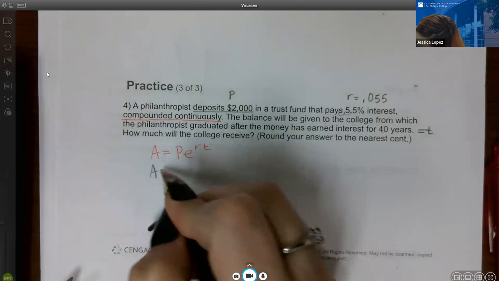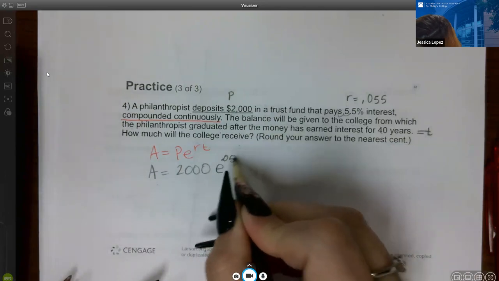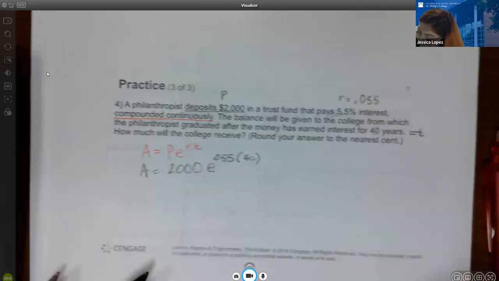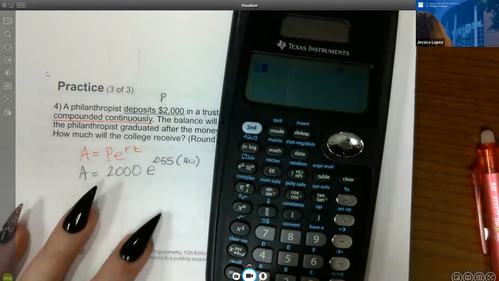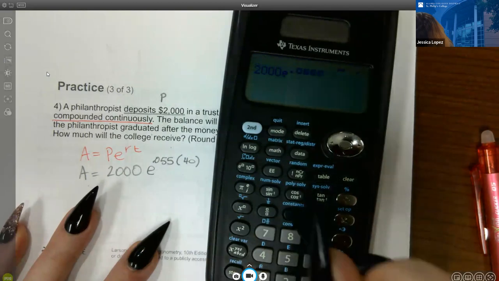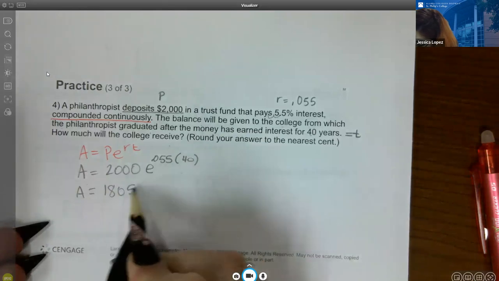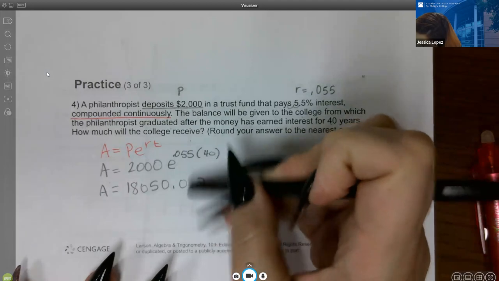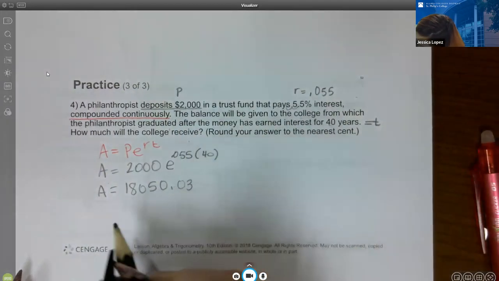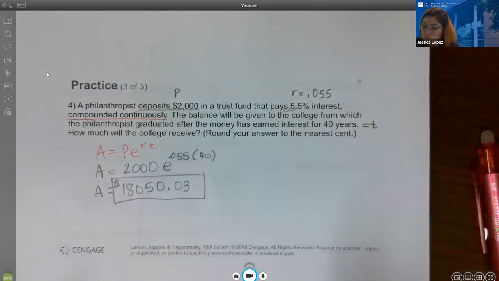So I'm going to plug in my 2000 for this person's deposit, 0.055 for R and 40 for T. See what we get here. Oh, wrong calculator. So I get 2000 E to the 0.055 times 40. And we get A equals 18050.027. And so this is money. So that 7 is going to make this go up to a 3. It says round answer to the nearest cent, and I just did that. So this is how much money that the school is going to receive, $18,050.03, okay?